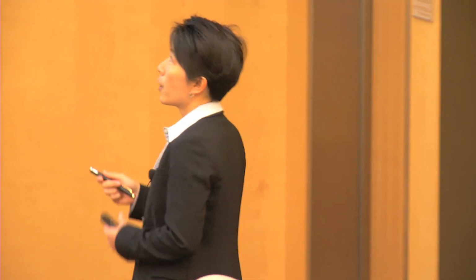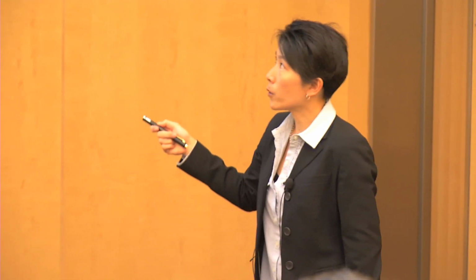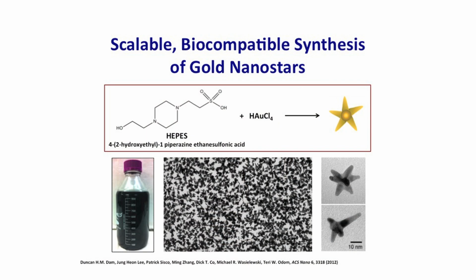Okay, so how do we make our particles? As I mentioned, we want to have a very simple design, because if we have a simple design, then ultimately it can be simply scaled. We also wanted it to be biocompatible. So all we're doing is using this Good's buffer, which might be familiar to many of you in cell culture and media. Then we just add it to this gold salt precursor, and out pops nanostars. It's really, really easy. It's a room temperature reaction, and we can make a lot of it.